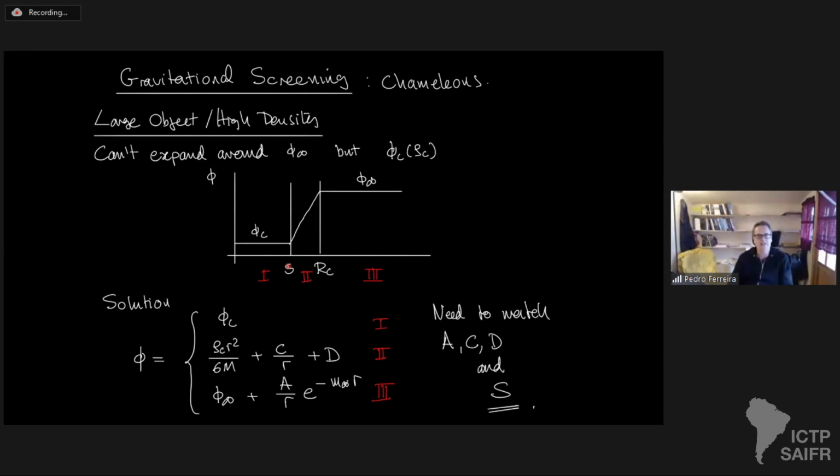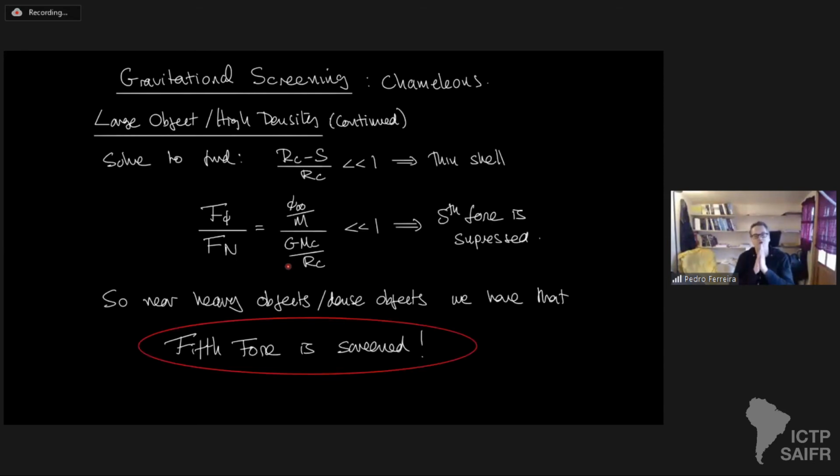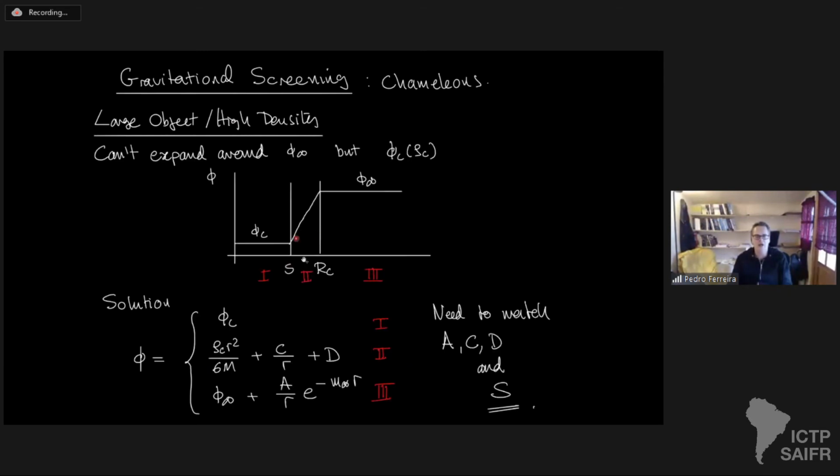And I leave it as an exercise, but what you do, if you do that, you find a number of very interesting things. The first thing you find is that if rho c is sufficiently high, you'll find that the transition regime is narrow. It's thin. It's basically a thin shell. Okay. You find that RC minus S. Let me remind you what that means. That means that RC minus S over RC, this thing is very thin.